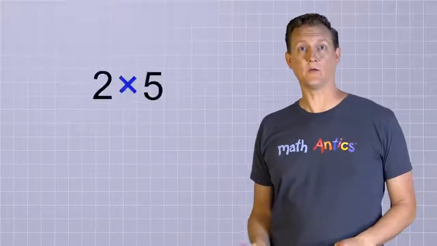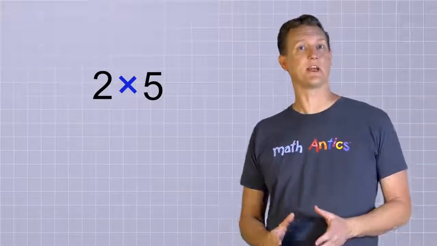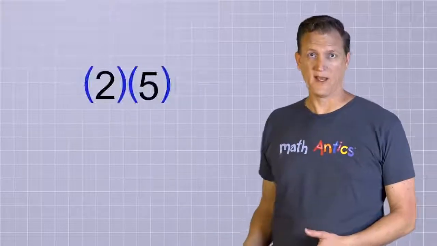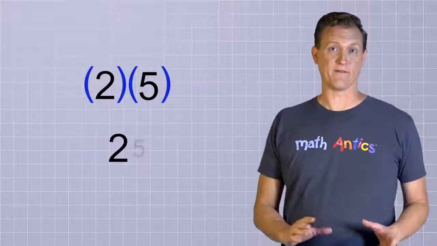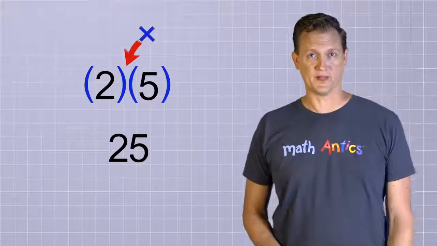So, going back to our problem, 2 times 5, if you wanted to, you could just put each of the numbers inside parentheses like this, and then you could get rid of the multiplication sign. Now this can't be confused with the number 25. And since the groups are right next to each other, you know that you need to multiply them.